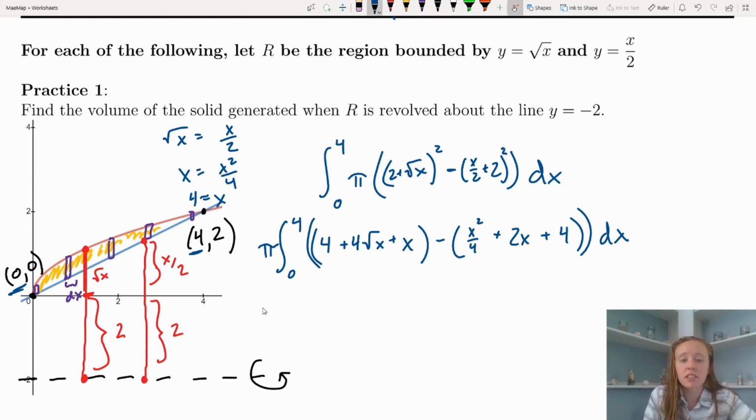So to make this easier on myself, I'm going to continue to simplify down before I integrate because I see some terms that I can combine. So notice if I have a positive 4 and I'm subtracting 4, that's going to go away.